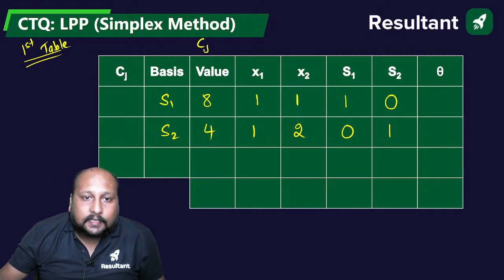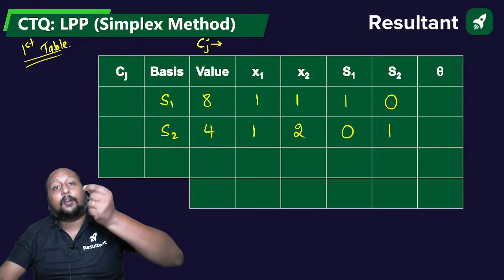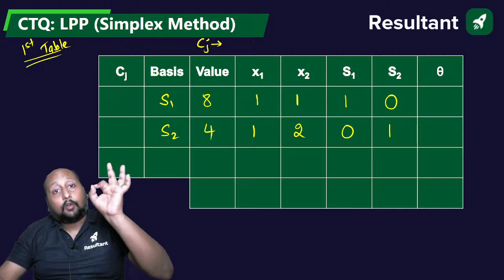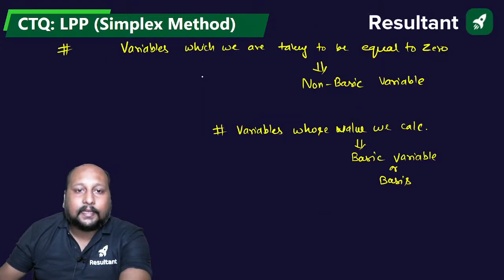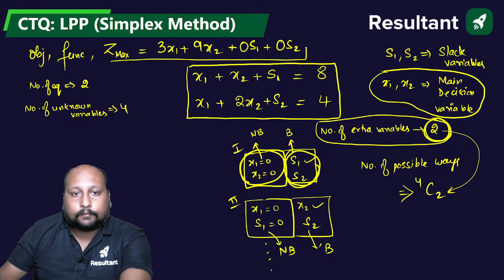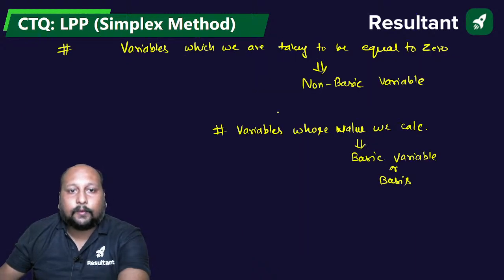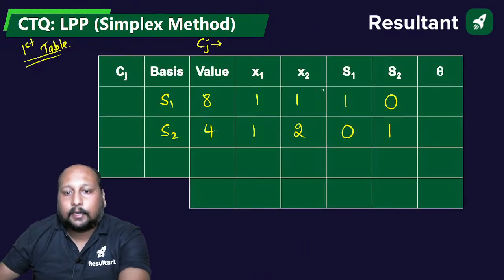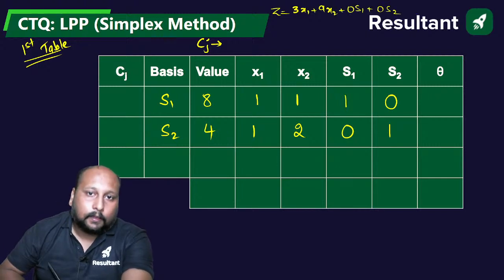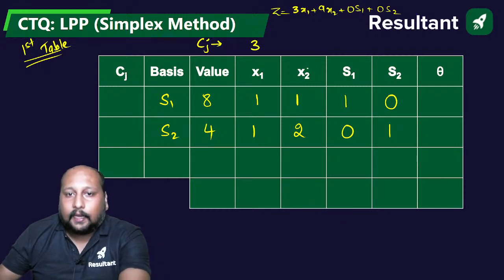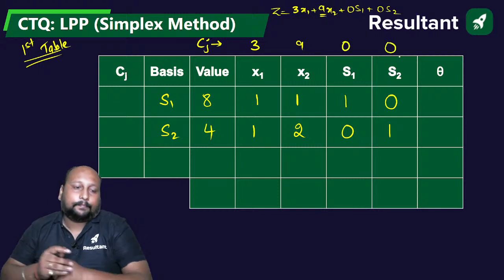Now what is the meaning of Cj? Cj is nothing but the profit coefficient, that means the coefficient of the variables in the objective function. Now what is the objective function? The objective function is z equals 3x1 plus 9x2 plus 0s1 plus 0s2. So x1 is having a coefficient of 3, x2 is having a coefficient of 9, and s1 and s2 are having a coefficient of 0.